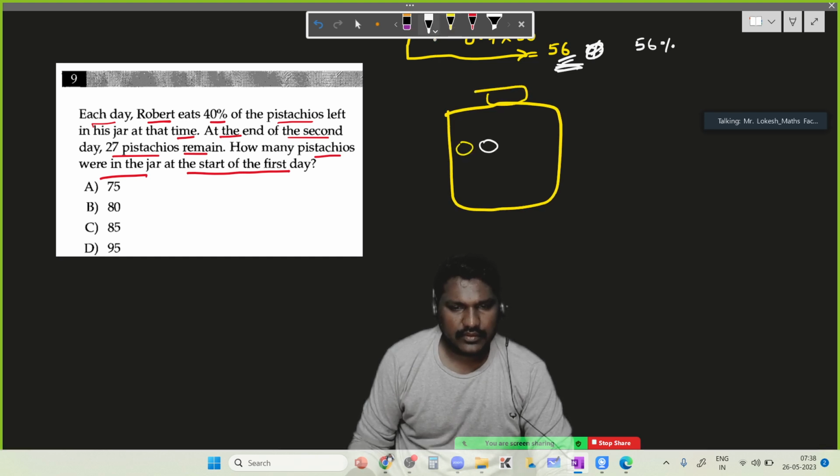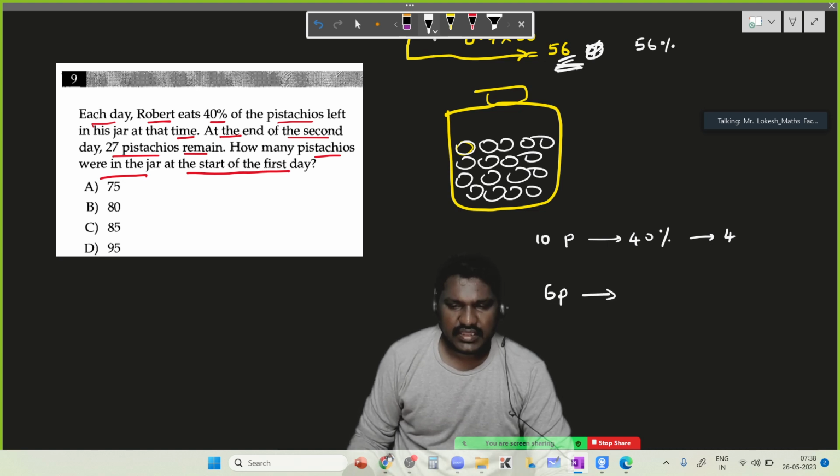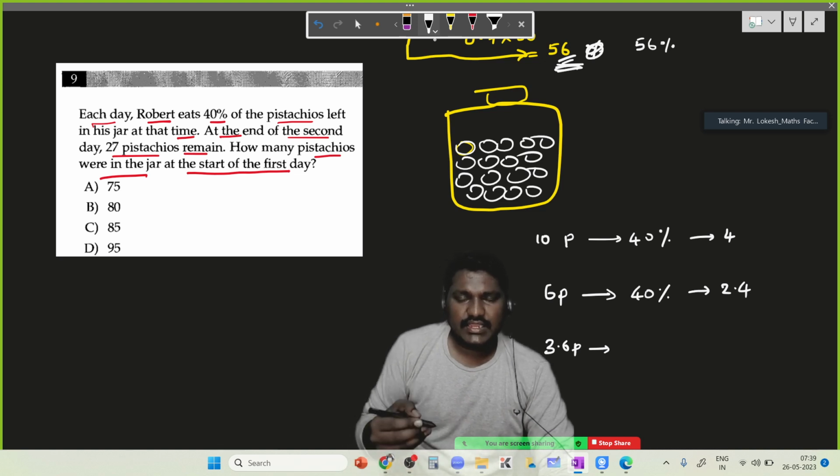So for example, if there are 10 pistachios, he will be eating 40%. That means he will be eating 4. That means the remaining will be 6. And if there are 6 pistachios, the next day he will be eating 40% of those 6. So 40% of 6 will be 2.4. So 6 minus 2.4 will be 3.6 pistachios left for the next day. So like that he will eat 40% of whatever is there in the jar.